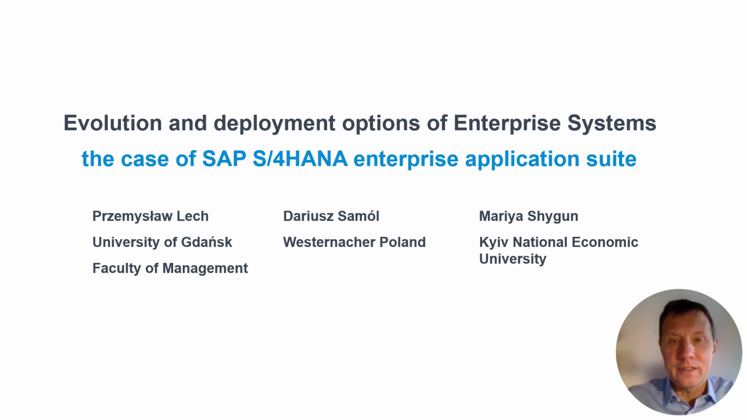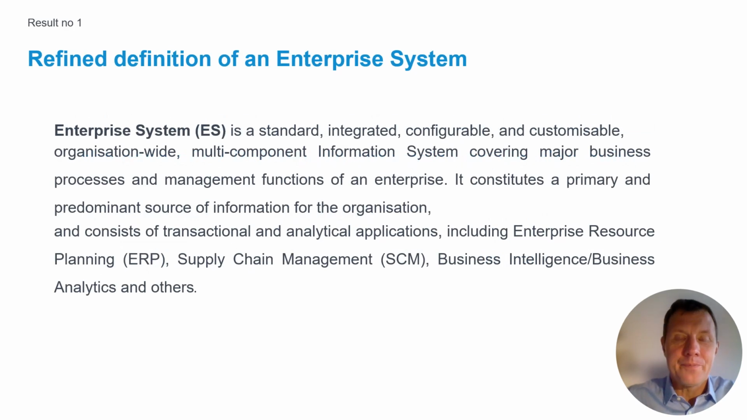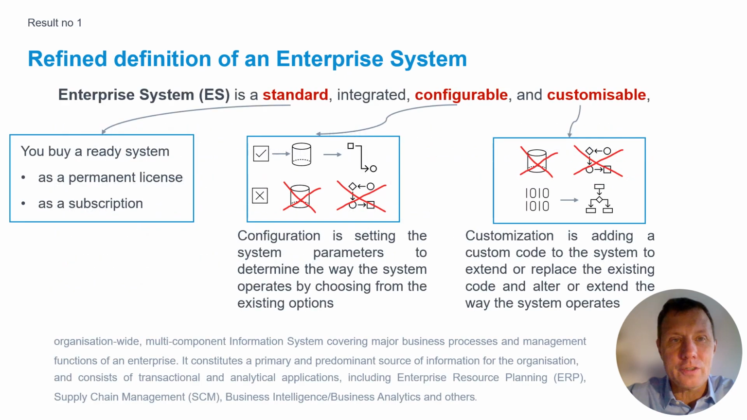The first takeaway from our paper is the refined definition of an enterprise system, which you see here on this slide. As you can see, it's quite long and complex, so let's decompose it into some smaller fragments. So first of all, an enterprise system is a standard system which is configurable and customizable.